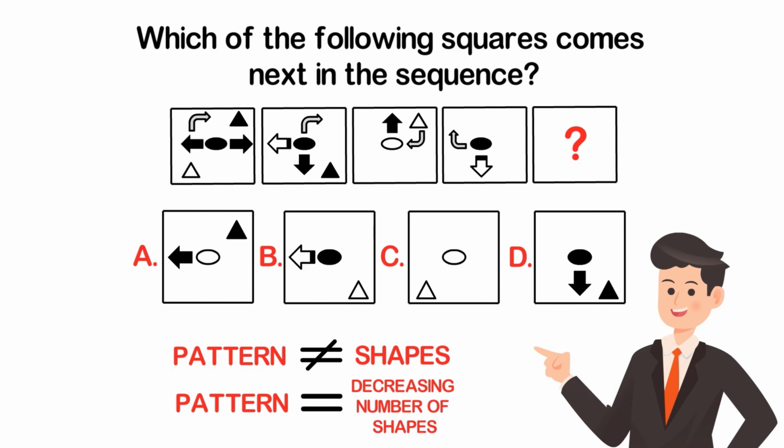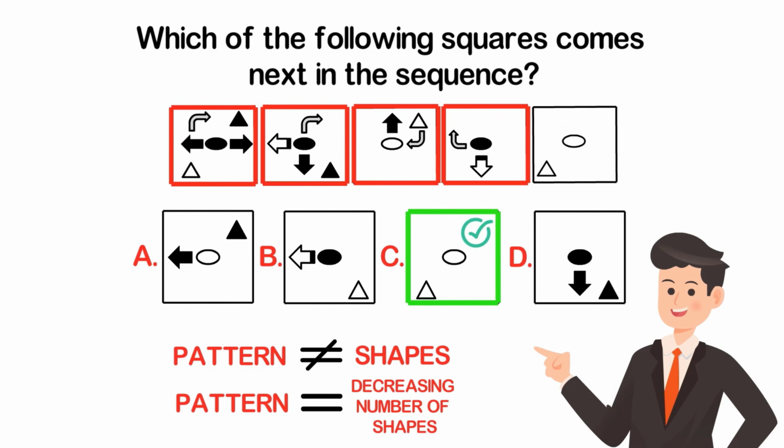If you look at figure 1, it has 6 shapes. If you look at figures 2, 3, and 4, they have 5, 4, 3. So for figure 5, the number of inside shapes should be 2. So the correct answer here is choice C. Hopefully you nailed this question and now know how to answer similar problems on the test.